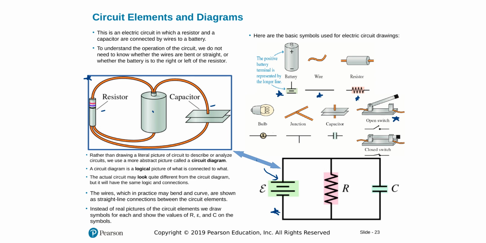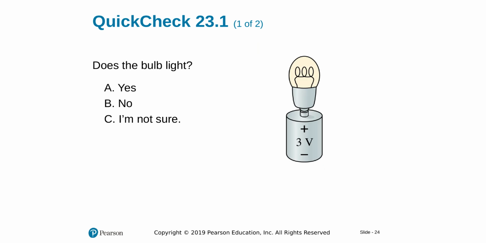switches are symbolized a line, and this is actually a simpler version. Here we go. Capacitor, two parallel lines. A junction would be, of course, two wires intersecting each other, and light bulbs we show in this fashion.